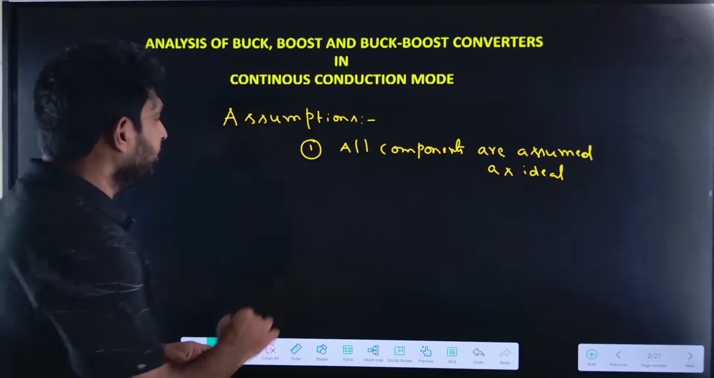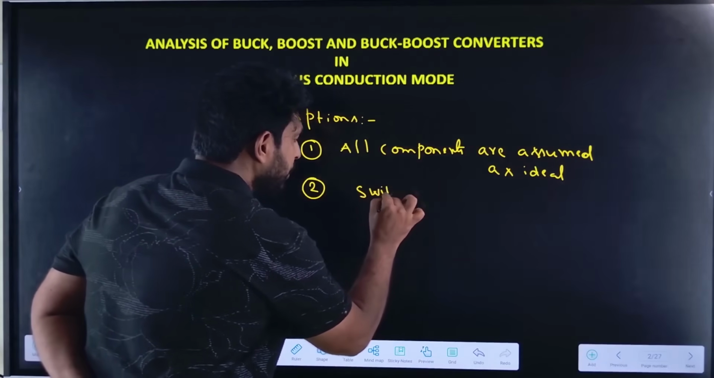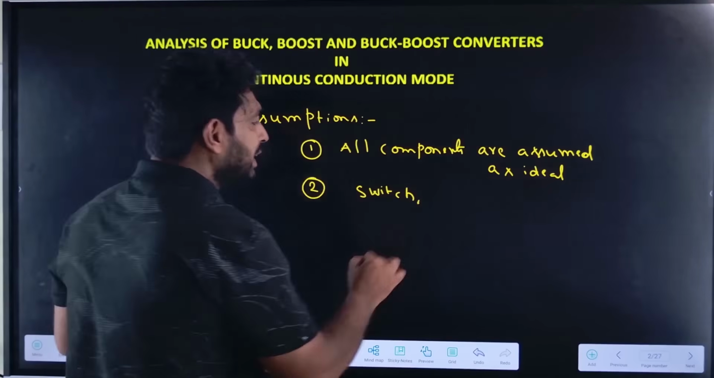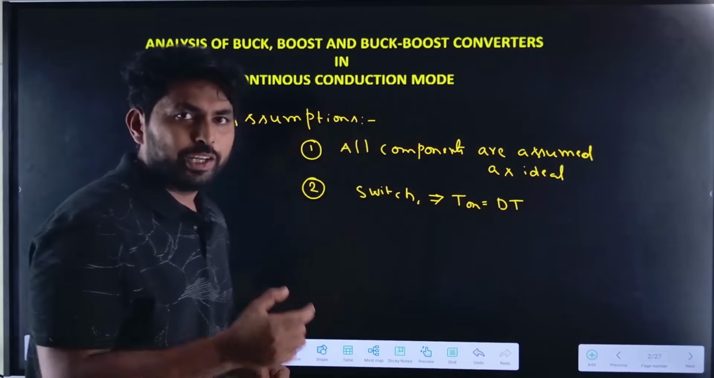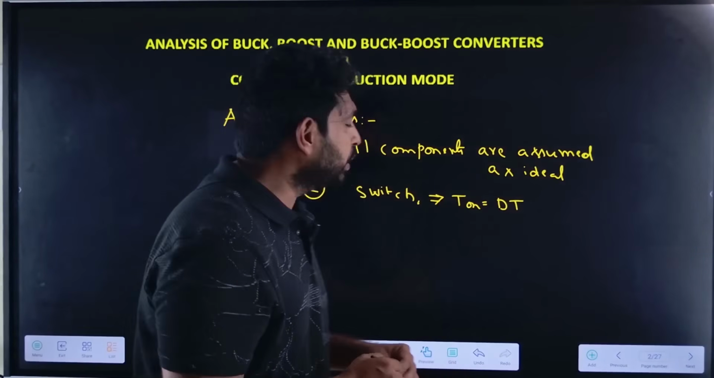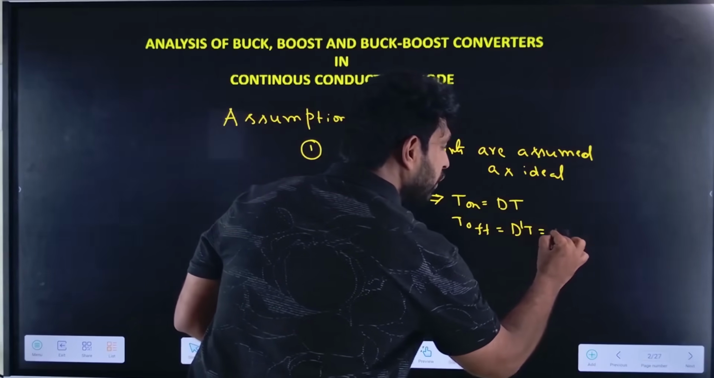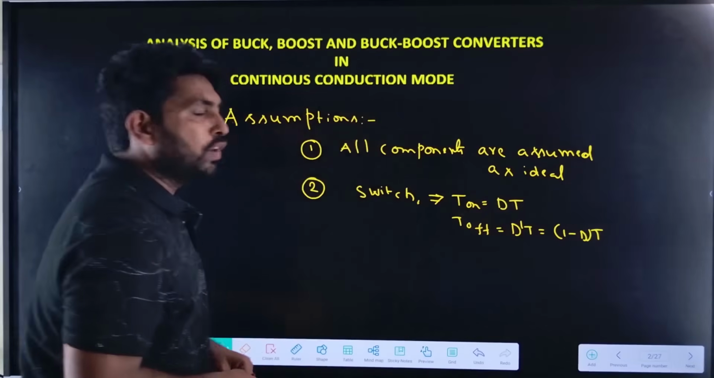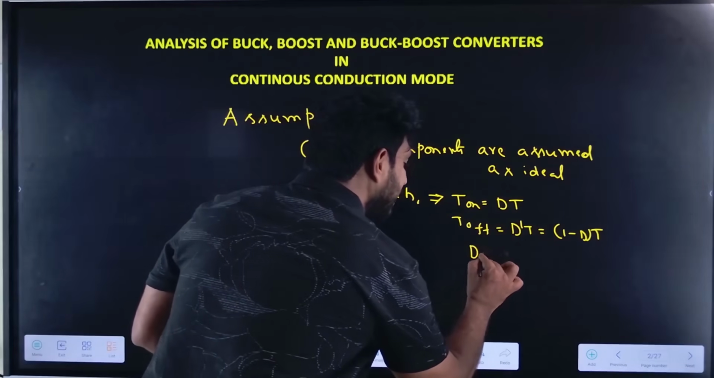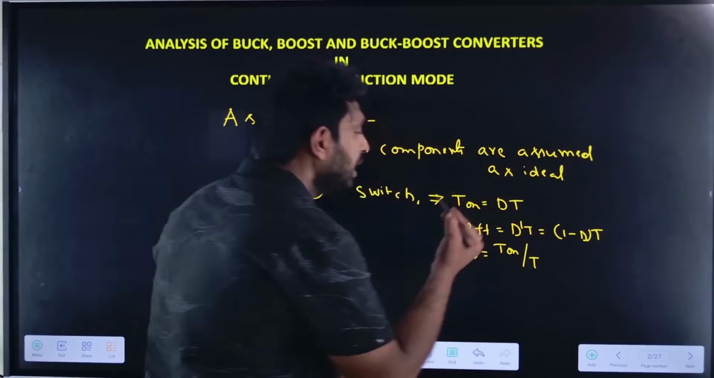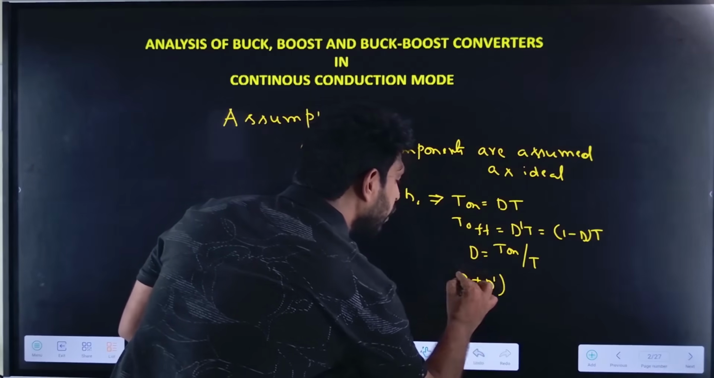Let us discuss the second assumption. Let us assume that the switch turn on time T on is assumed as D into T. The turn off time of the switch is assumed as D dash into T, which is equal to 1 minus D into T, where D is the duty cycle, which is equal to T on by T. And if you add these two, D plus D dash is equal to 1.